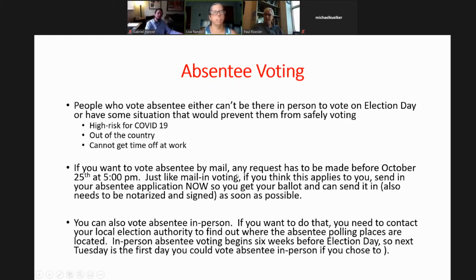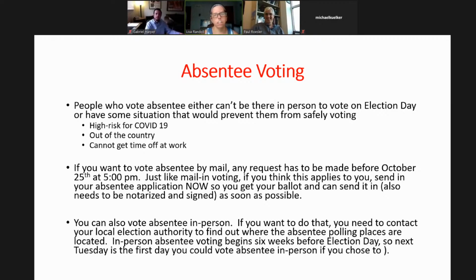Absentee voting. Absentee voting can be the same as mail-in voting. Some absentee voting is done by mail and some is done in person. If you choose to do it by mail, the procedure is the same. You have to request an absentee ballot and give a good reason for voting absentee. Most people vote absentee because they have trouble getting off work, because they're high risk for COVID-19, or they know they're going to be out of the country, which is probably not real this time around because a lot of countries are not letting Americans in because we're all apparently sick.